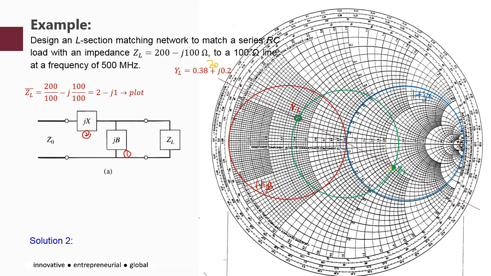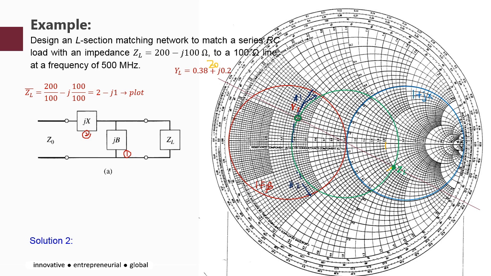In order to do this, you have two solutions. The first one is to move this point up. You need to maintain the same real part, 0.38. So either it is here, move it there, or you can also move downward. Move downwards there. We can call these solution 1 and solution 2.